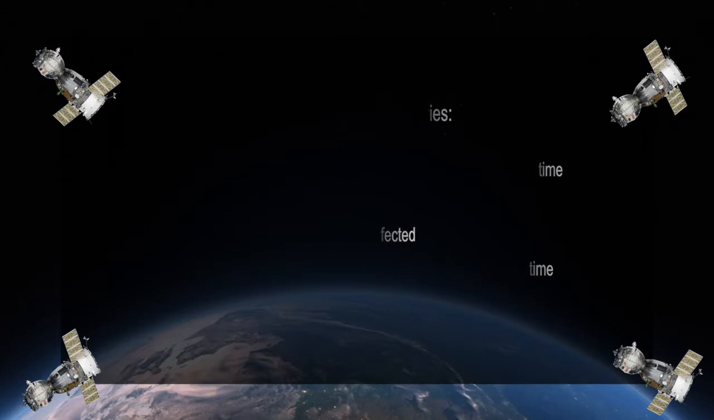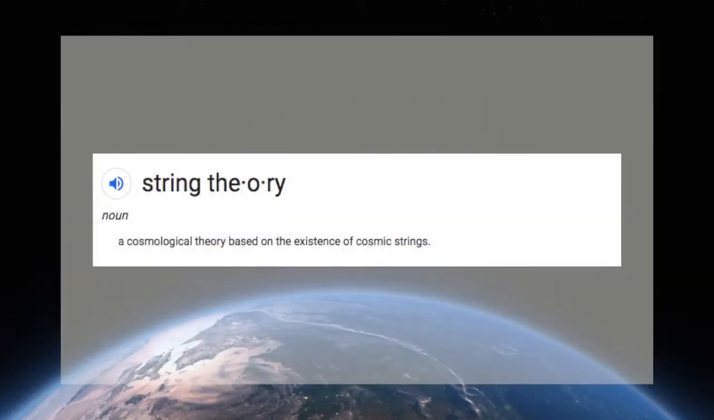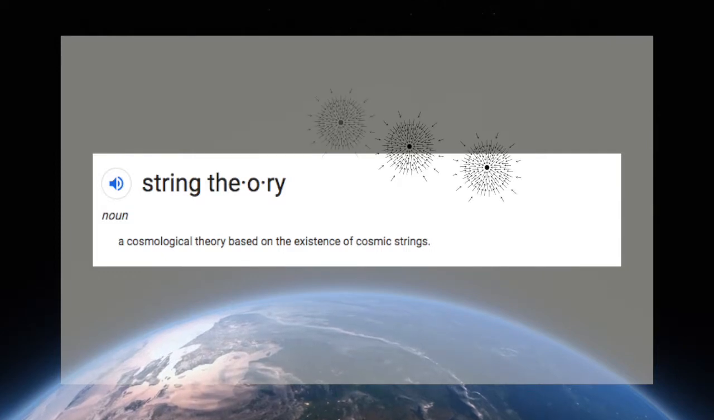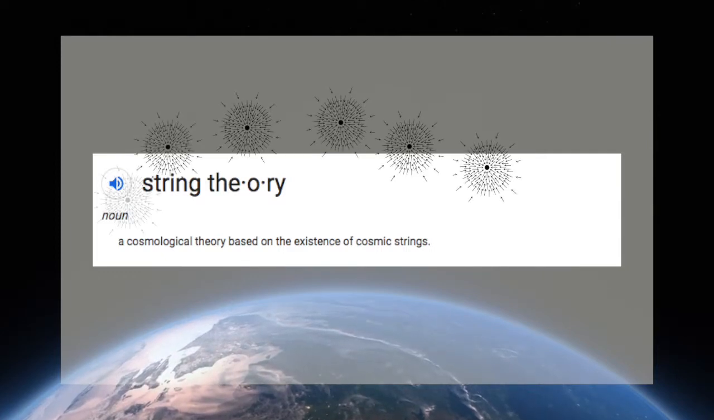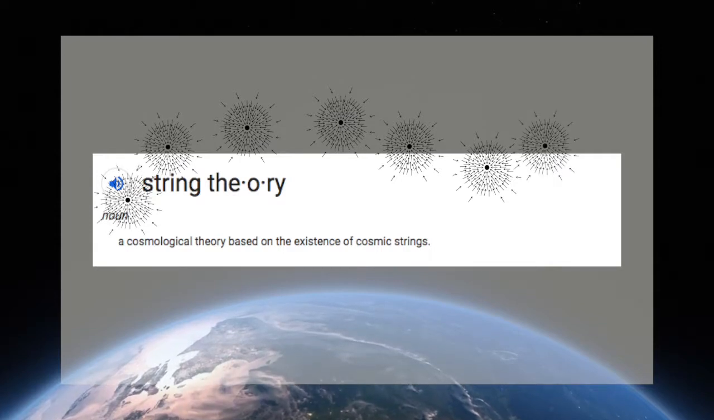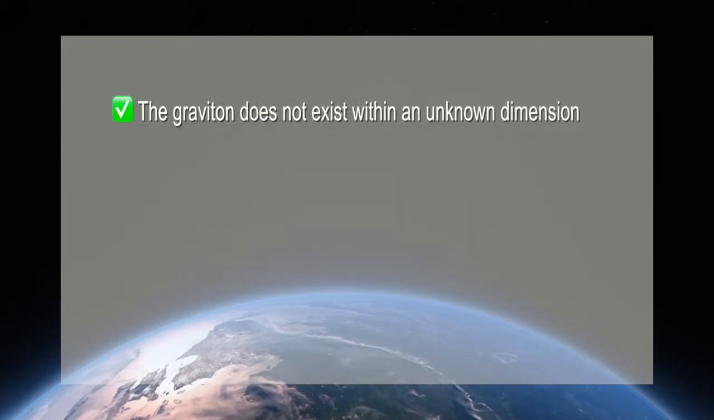There are extra dimensions theorized under string theory. There is also a presumption out there that the graviton may exist within an unknown dimension, and that would explain why it cannot be discovered. From Gary's point of view, though, the graviton does not exist within an unknown dimension.